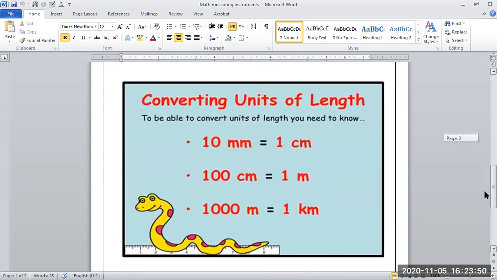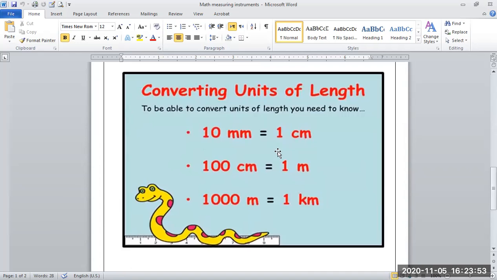Next, here are some units that we convert from one to another. For example, 10 millimeter equals 1 centimeter, and 100 centimeter equals 1 meter, and 1000 meter equals 1 kilometer. These are different units of length. Something that is small we measure in millimeter, bigger we measure in centimeter, and that which is bigger is measured in meters. And if it is so big, for example the distance from one city to another city, we use kilometer.